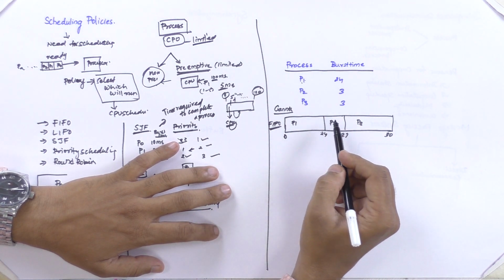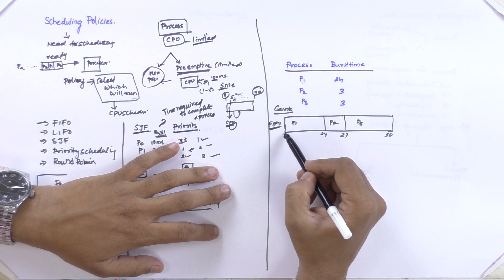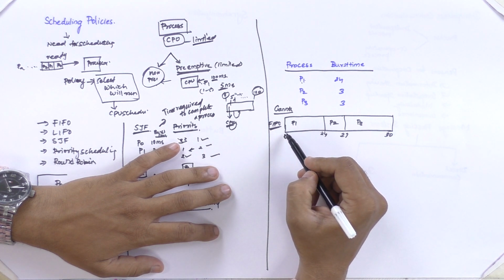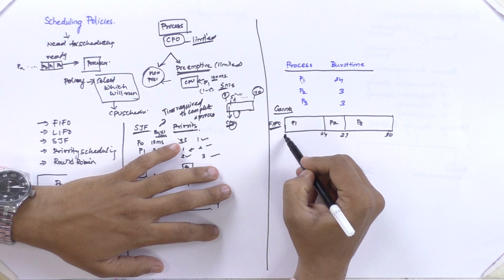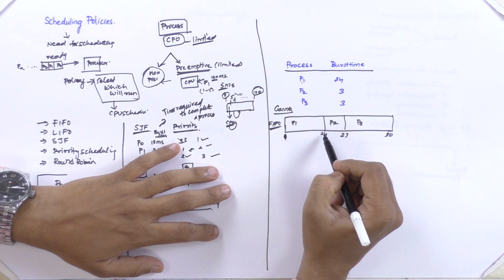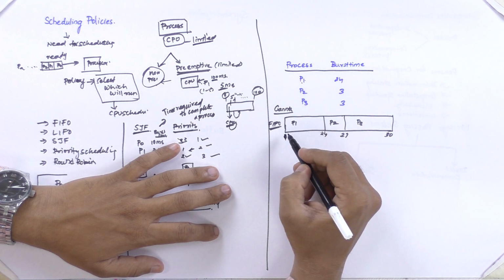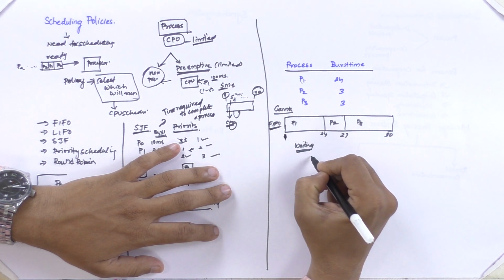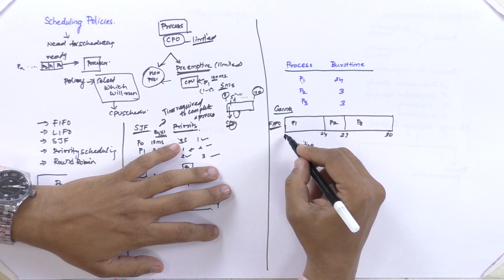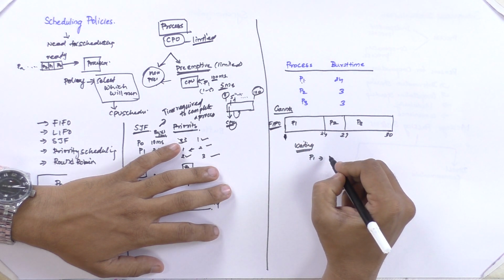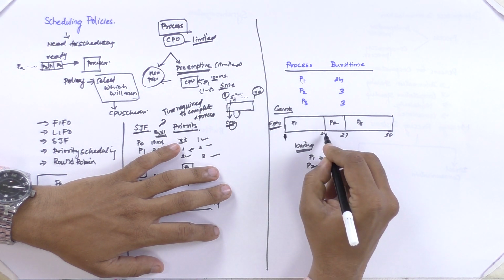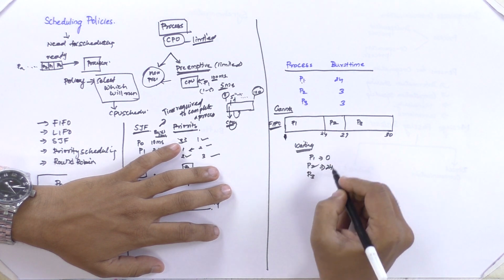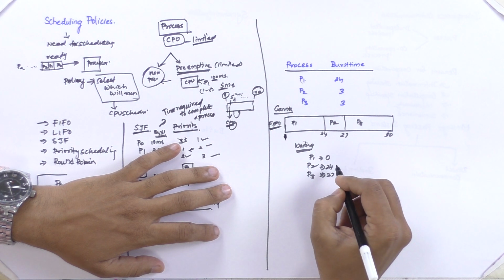So you can see that P1 will start at 0 and run till 24. Now we have to calculate the waiting time. For P1, it does not wait for any time. When it arrives, it gets the CPU, so P1 waiting time is 0. P2 waits till 24, so the waiting time of P2 is 24. And P3 waits till 27.